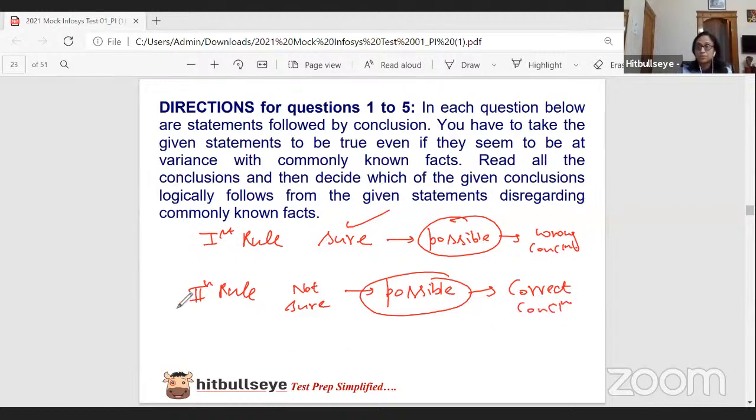Are you clear with the two rules? Yes or no?